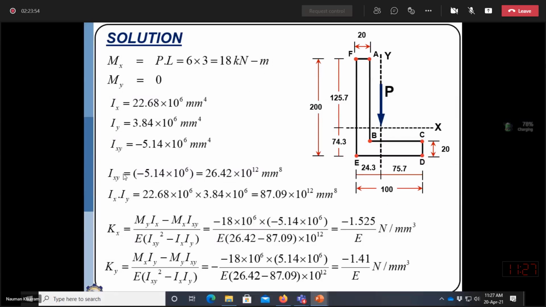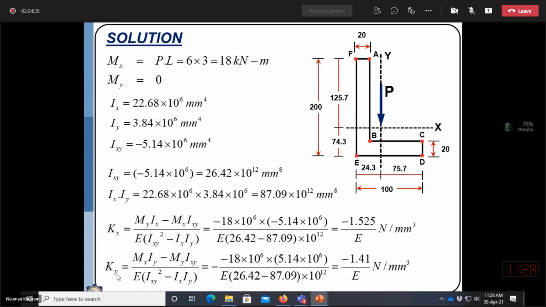Product moment of inertia minus 5.14, and then this denominator. For this value, 26.42 minus 87.09, the minus and minus sign will cancel out, and this factor is larger, so it means that curvature kx will be negative, minus 1.525 over E, and the units will be Newton over millimeter cube.